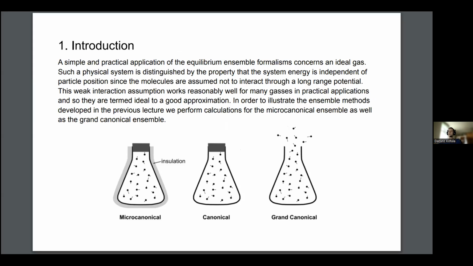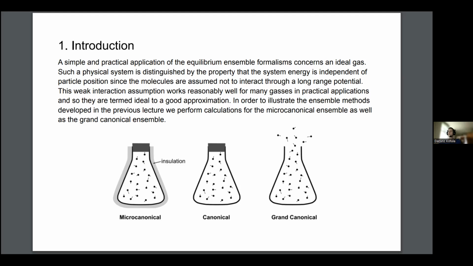A simple and practical application of the equilibrium ensemble formalisms of the previous lecture concerns an ideal gas. Such a physical system is distinguished by the property that the system energy is independent of particle position, since the molecules are assumed not to interact through a long-range potential. Molecules do, however, collide, and this affects non-equilibrium behavior, as we shall see later. In the present context, we assume such collisions do not affect total energy.